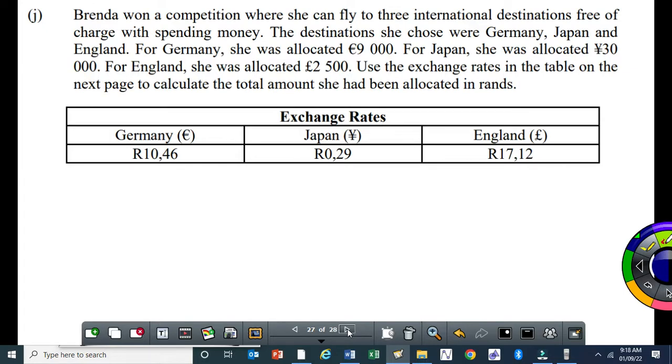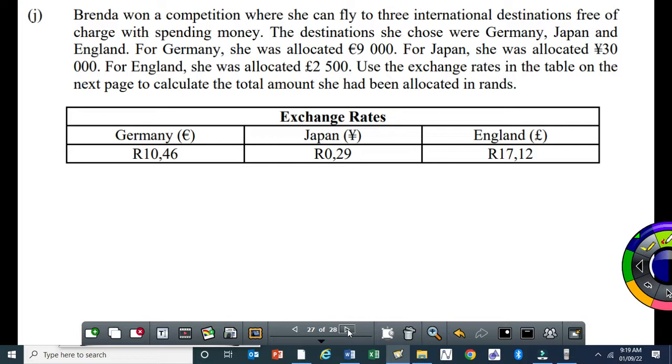All right. Let's talk about this question now. This person Brenda won a competition where she can fly to 3 international destinations free of charge with spending money. The destinations she chose were Germany, Japan, and England. For Germany, she was allocated 9,000 euros. For Japan, she was allocated 30,000 yen. For England, she was allocated 2,500 pounds. Use the exchange rates in the table on the next page. Please note, it's on the table below.